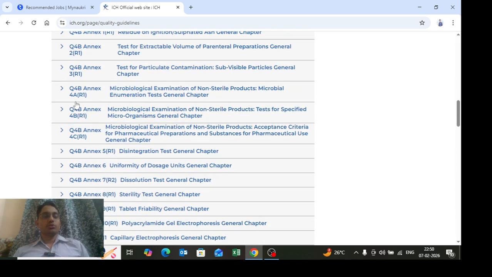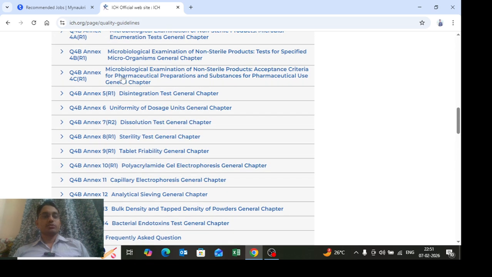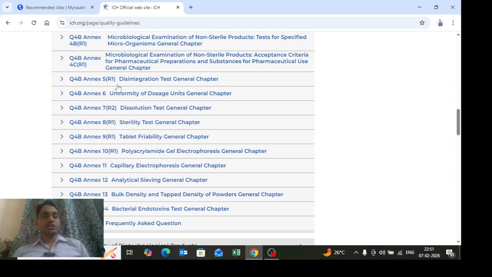Q4B Annex 4 R1, microbial examination of non-sterile products, microbial enumeration tests general chapter. Q4B Annex 4B R1, microbial examination of non-sterile products, tests for specified microorganisms general chapter. Q4B Annex 4C R1, microbial examination of non-sterile products, acceptance criteria for pharmaceutical preparations and substances for pharmaceutical use general chapter. Q4B Annex 5 R1, disintegration test general chapter. Then Q4B Annex 6, uniformity of dosage units general chapter.